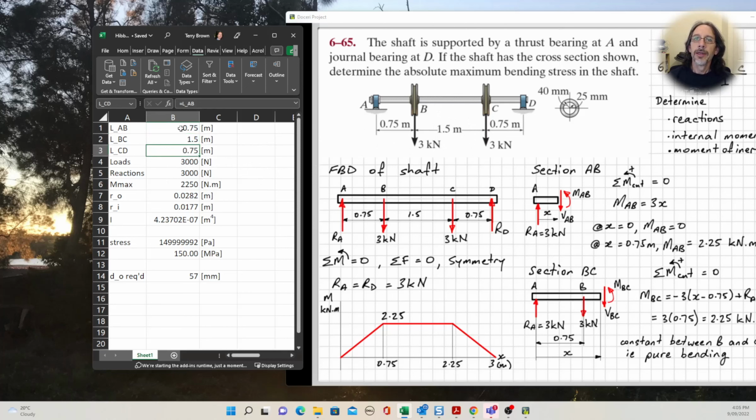The other thing that you might notice is when I click on these things, in my equations here, instead of having cell references, I've got these names. So here I've got the loads and the reactions. So when I calculate M max here, it was the reaction times length LAB in my working out over here. So the reaction force 3 here times 0.75.